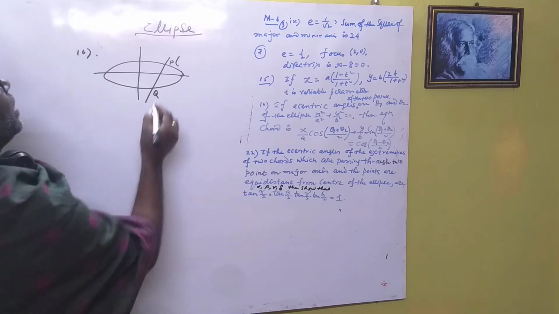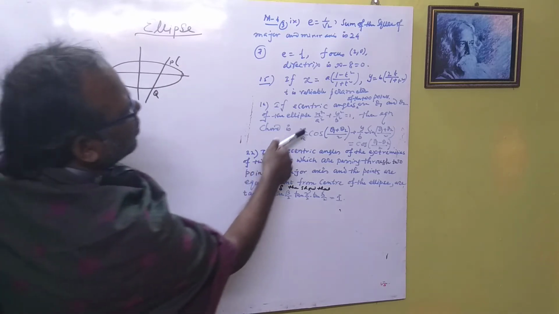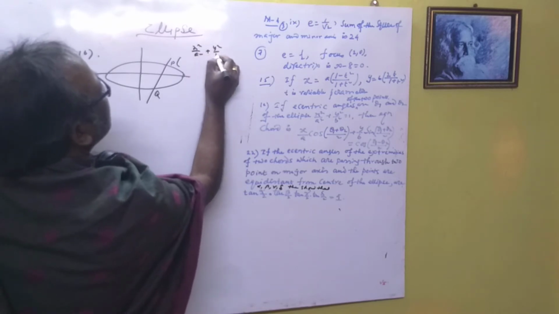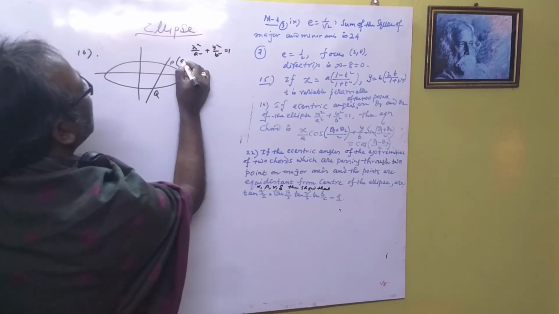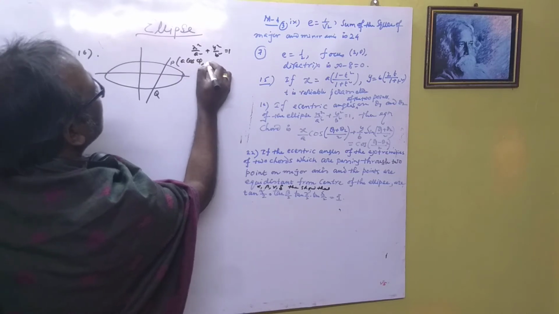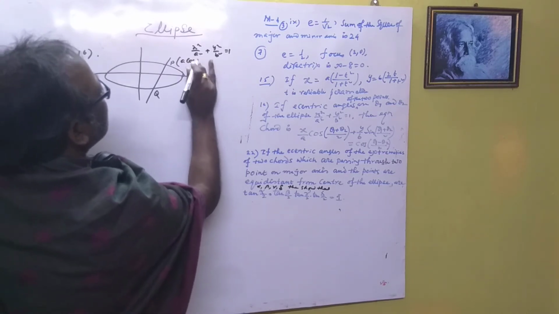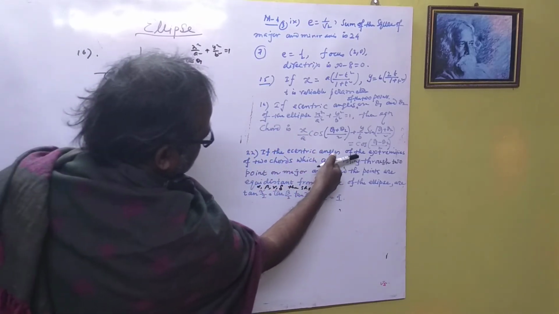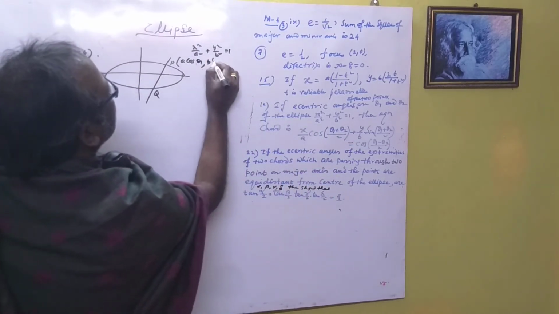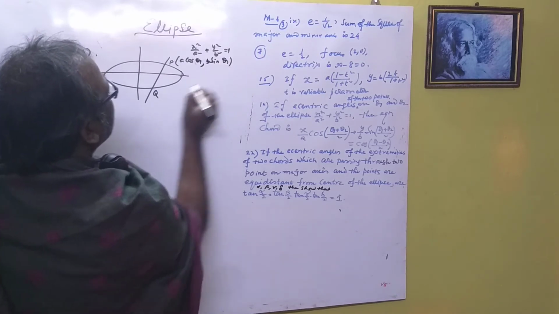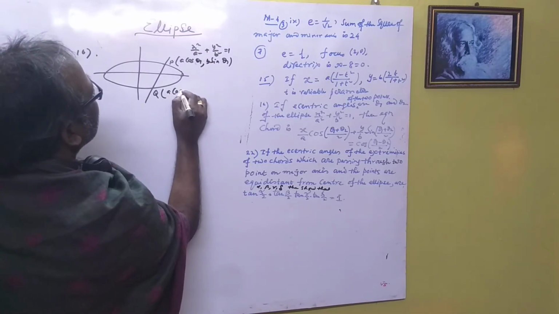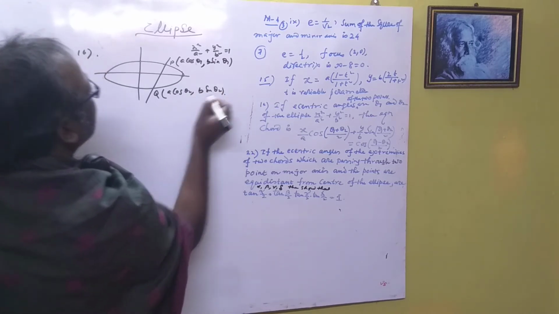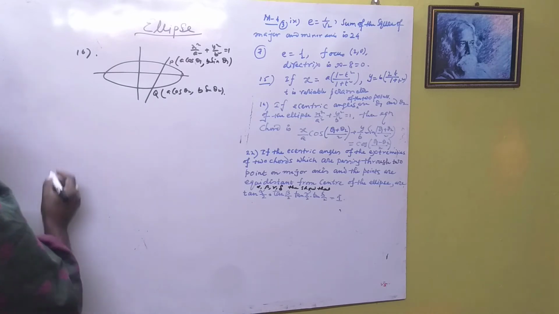So the equation of the ellipse is x square by a square plus y square by b square equals 1. One point is a cos theta 1, b sin theta 1, and the other point is a cos theta 2, b sin theta 2. Now find the equation of the chord PQ.